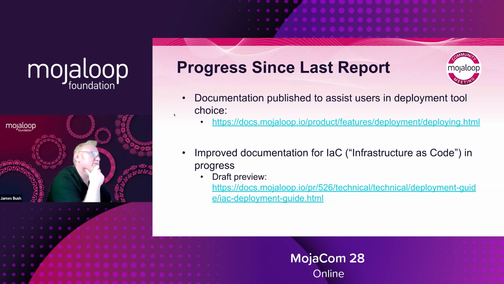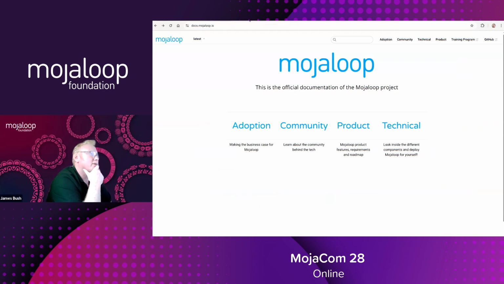First of all, we have published a top-level guide to the various options available for deploying the Moduloop software platform. I'm just going to point you to the Moduloop documents website, which is docs.moduloop.io. That's also linked from the main moduloop.io website. When you land on this site, you're presented with four main options.